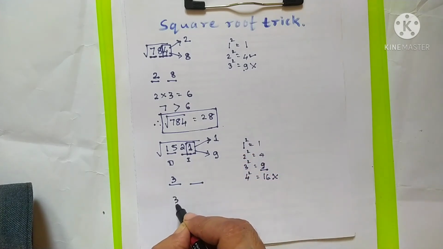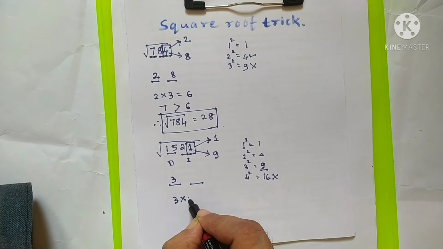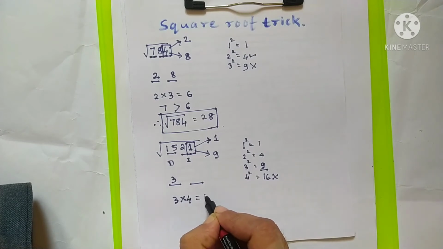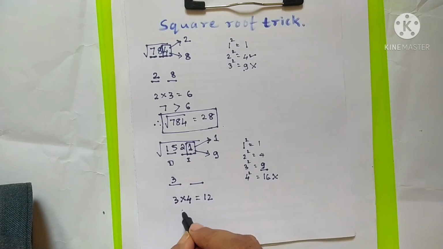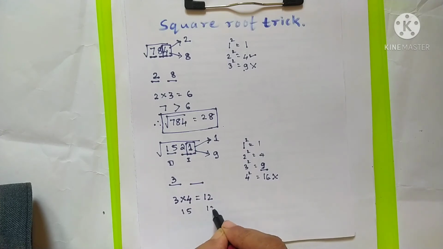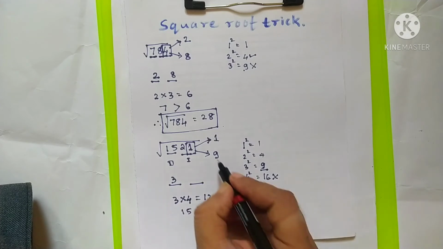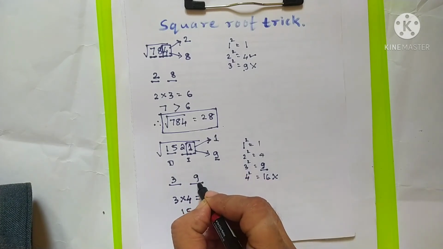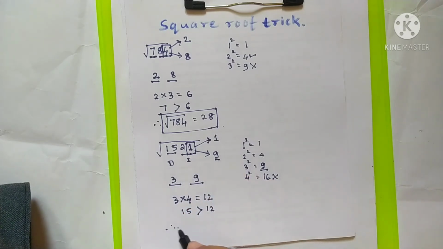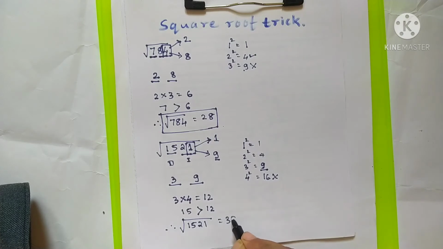For that, take this number 3. Multiply this with its next number. 3 times 4 is 12. And compare this 15 with this 12. You can see 15 is bigger than 12, so the bigger number 9 will come in its unit place. Therefore, square root of 1521 is 39. Very simple technique, but you need to practice again and again.